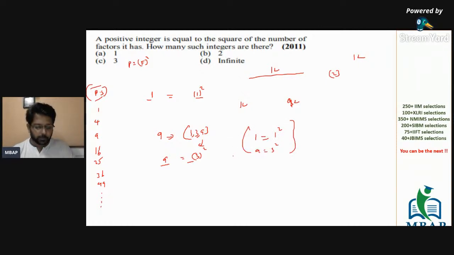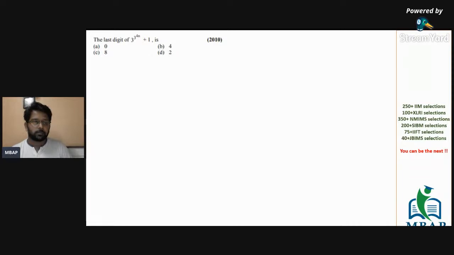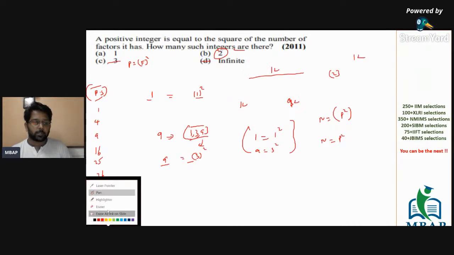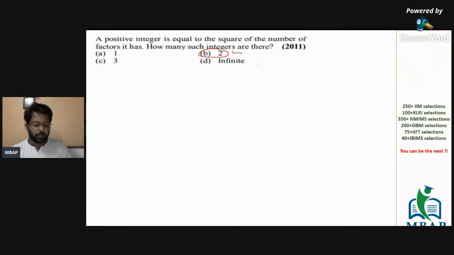So 1 is equal to 1 square, and 9 is equal to 3 square. These are the only 2 numbers possible on the number line which will give you a number equal to the square of the number of its factors. Clear? So next time if you see this question, straight away mark the answer as 2 only, which are the first number 1 and the second number 9. 9 is 3 square and the number of factors of 9 is 3, and 1 is nothing but 1 square. So the answer for the given question is 2. I hope this is clear.